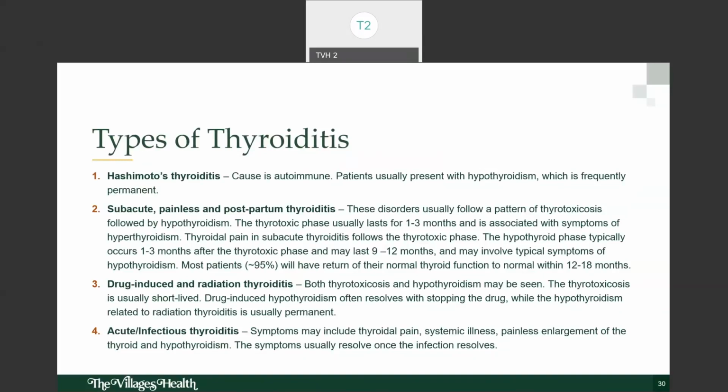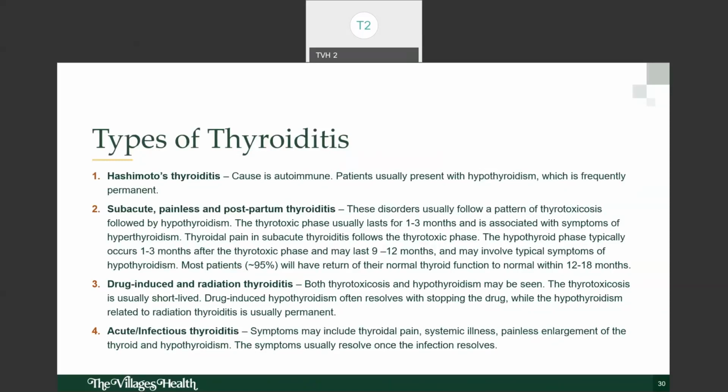Last one on here is acute or infectious thyroiditis. Some of the symptoms may be pain. You may have a systemic illness, just an overall illness within the body. You may also have a painless enlargement of the thyroid gland, as well as some of the hypothyroidism symptoms. These symptoms usually go away after the infection has cleared up.